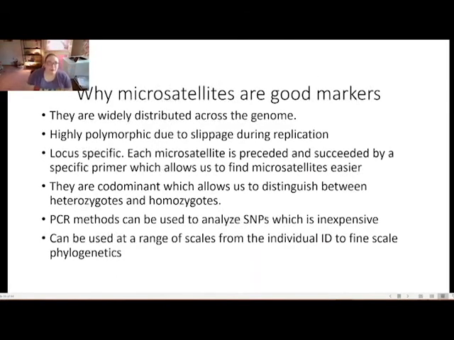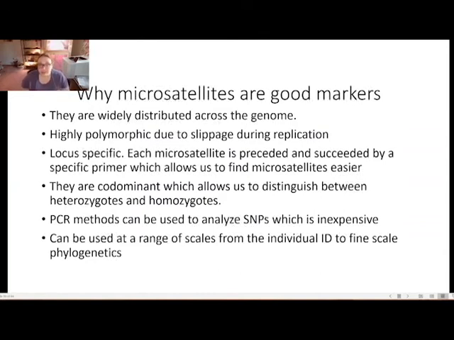Microsatellites are good markers because they're widely distributed across the genome, so they're found everywhere. They're highly polymorphic due to slippage during replication, so they come in many different forms, and they're locus specific. Each microsatellite is preceded and succeeded by a specific primer, which is what I was mentioning before. That allows us to find the microsatellites easier in different individuals, so we know what we're looking for and how to find it. They're codominant, which means they allow us to distinguish between heterozygotes and homozygotes.